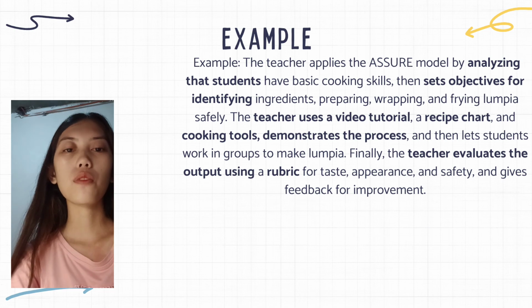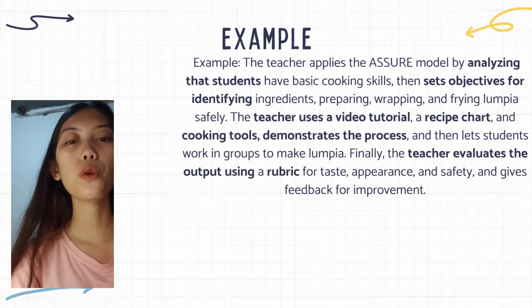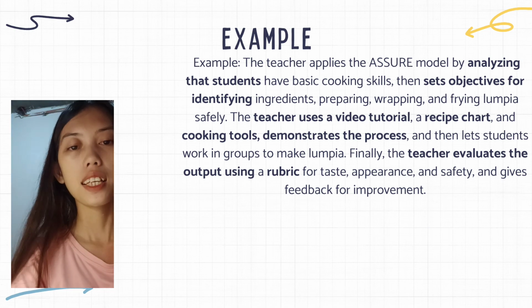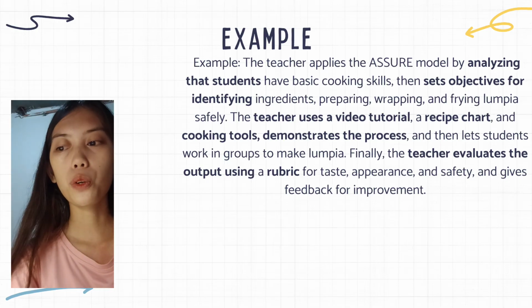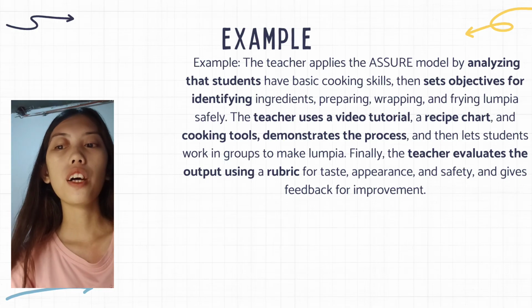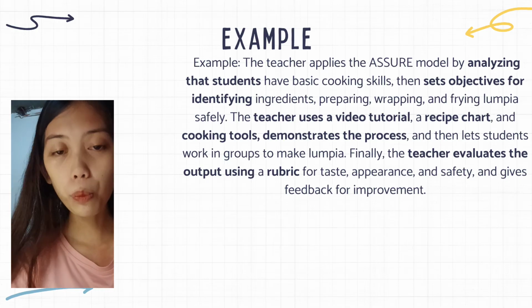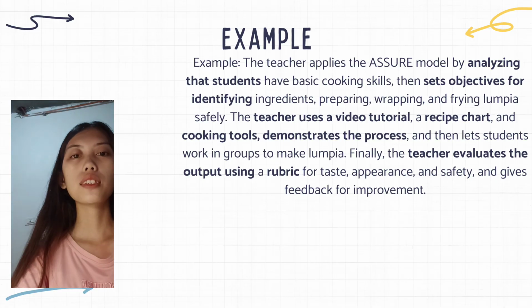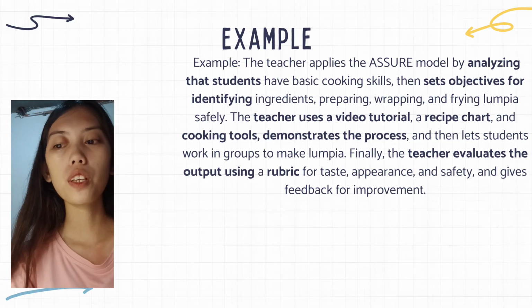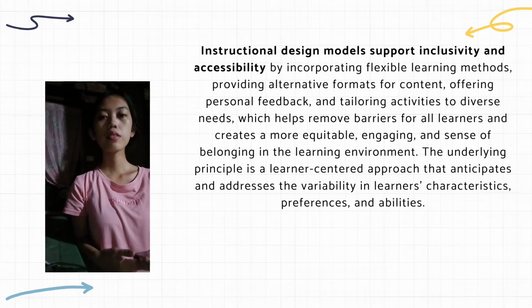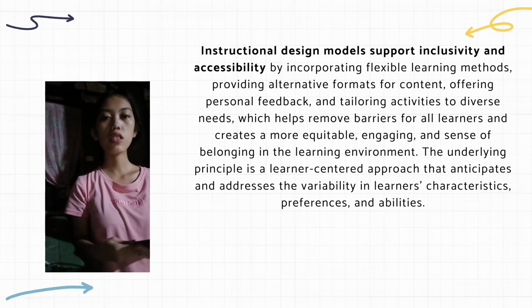So the teacher uses a video tutorial, a recipe chart, and cooking tools, demonstrates the process, and then lets students work in groups to make lumpia. So finally, the teacher evaluates the output using a rubric for taste, appearance, and safety, and gives feedback for improvement. Instructional design models support inclusivity and accessibility.